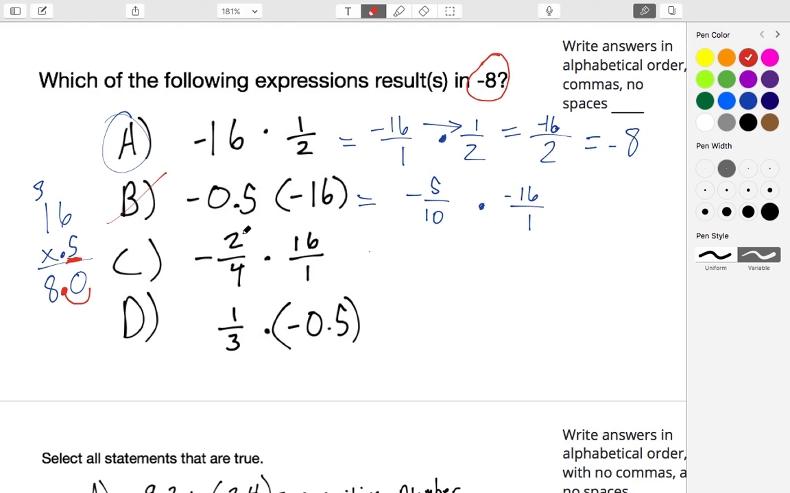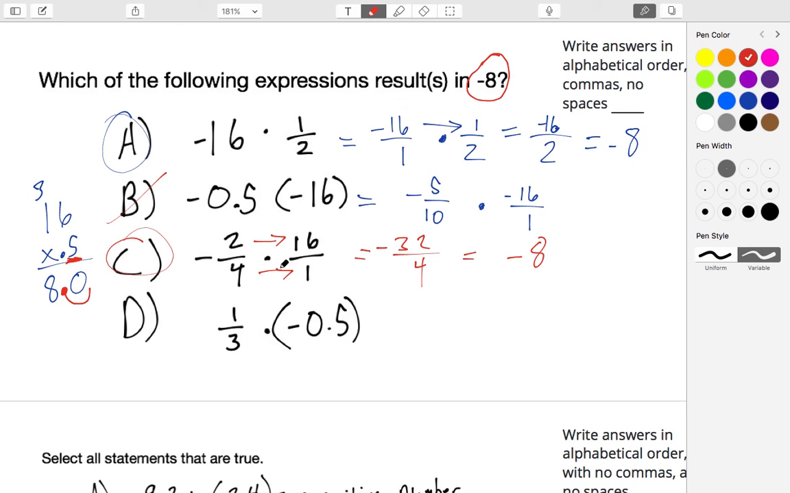Okay, C. Make sure you're copying this. C. Negative 2 over 4 times 16 over 1. Multiply across. What is 2 times 16? What is 4 times 1? 4. What's the negative times the positive? Negative. 4 goes into negative 32 how many times? Negative 8. Is this the solution or not?